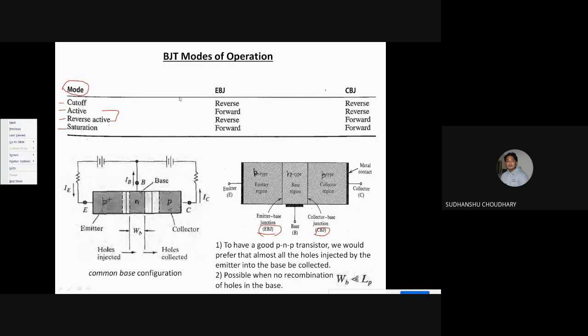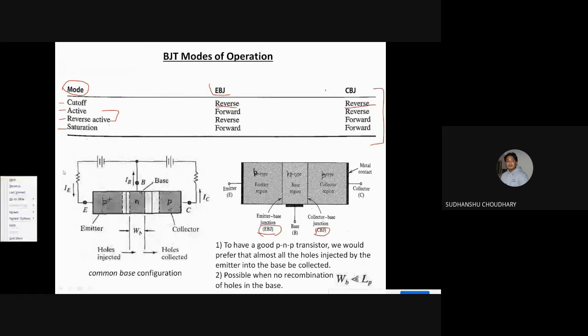So for a cutoff mode, the emitter base junction has to be reverse biased and collector base junction also has to be reverse biased, right? We will comment on what actually happens when this kind of biasing is applied. But yes, let us remember that the BJT is in cutoff mode when both emitter base and collector base junctions are reverse biased. Similarly, the BJT is in active mode when the emitter base junction is forward biased and collector base junction is reverse biased. So these are a few things which need to be remembered.